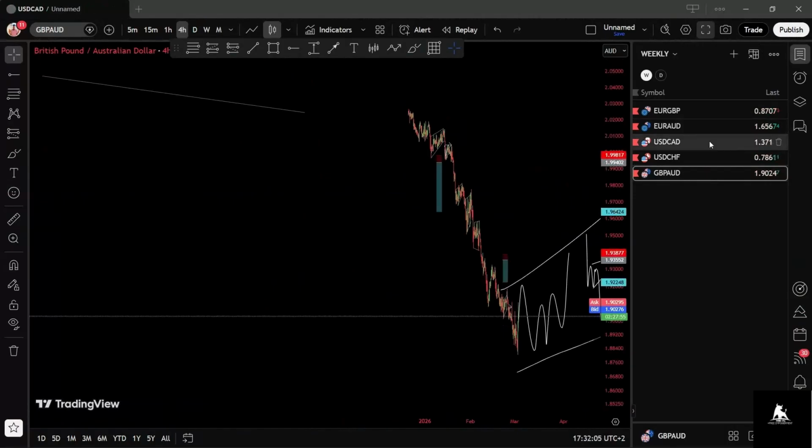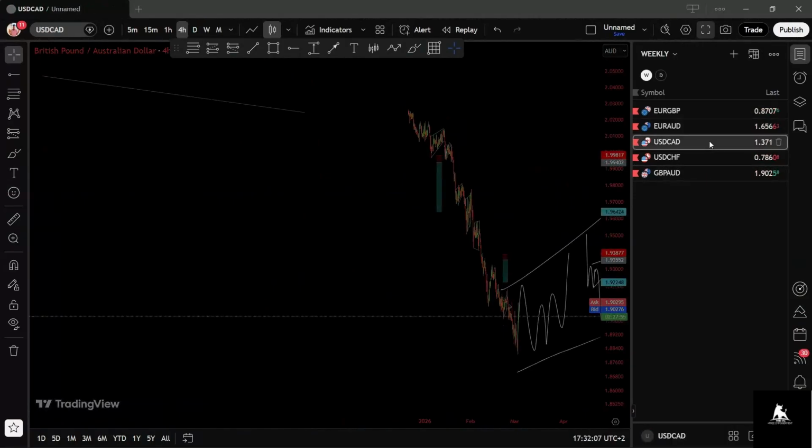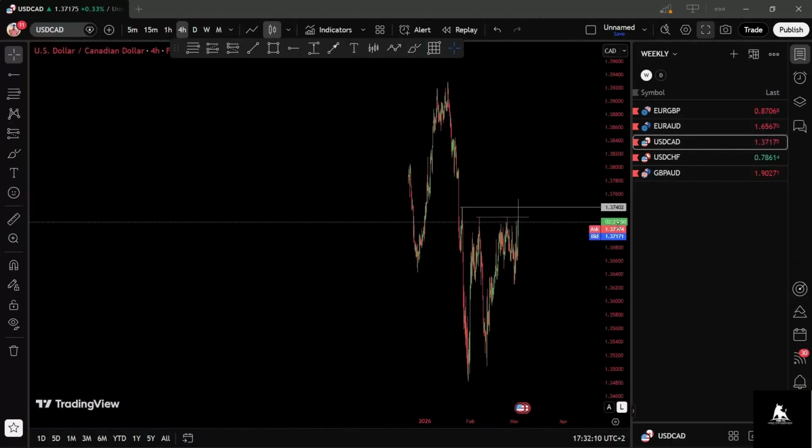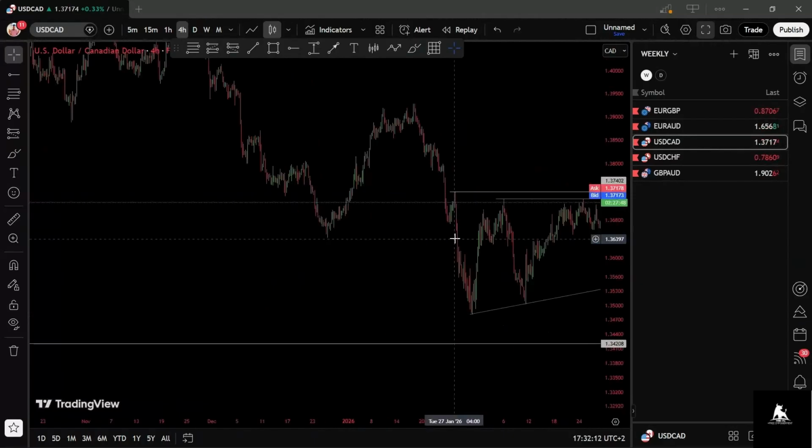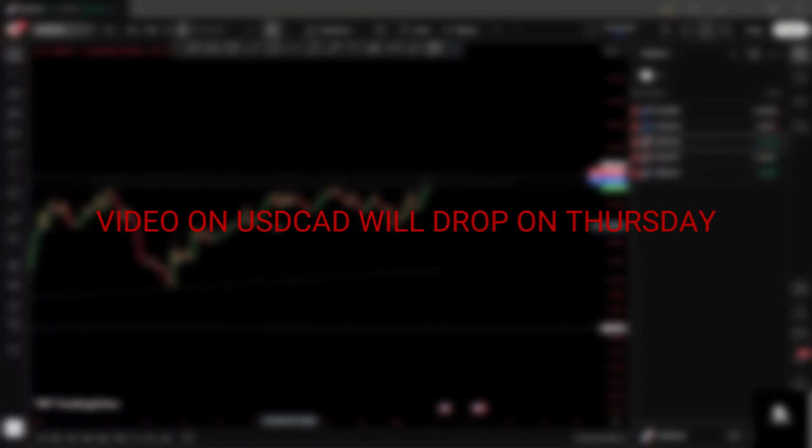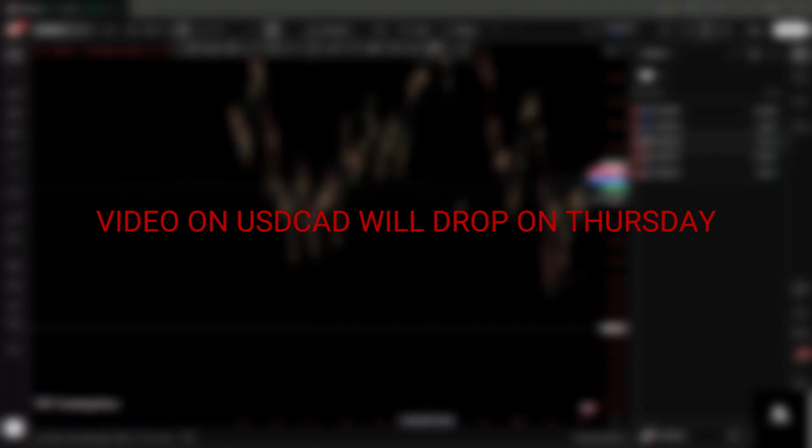And what else was I looking at? I was also looking at USD CAD. I think I was looking at USD CAD, but not really interested. This is a nice one. I'll make a separate video on this because this is very interesting.